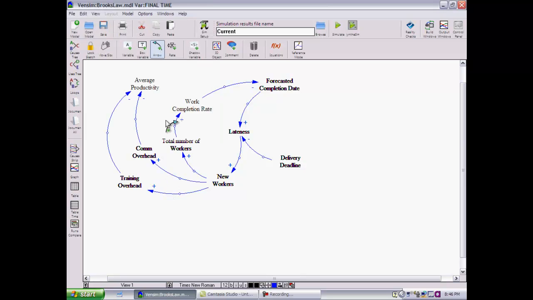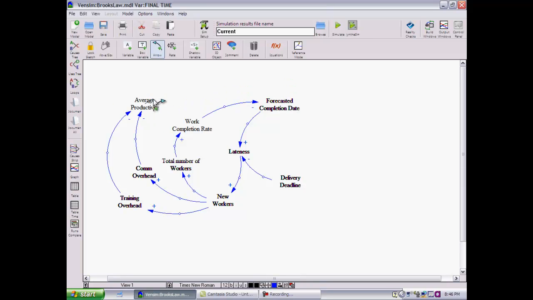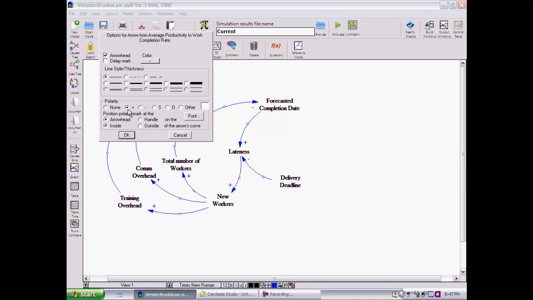Now, what impact does average productivity have on the project? Obviously, it affects the work completion rate. So I draw a link from average productivity to work completion rate, and I want to determine the polarity of this link. In doing so, I'm going to completely ignore the two inbound links into average productivity, and the outbound link from work completion rate to forecasted completion date. I'm going to concentrate only on this one link and ask myself, if average productivity were to increase, would work completion rate be higher or lower than it otherwise would have been? Obviously, it would be higher. So by the logic we discussed in a previous slide, this link polarity should be positive.